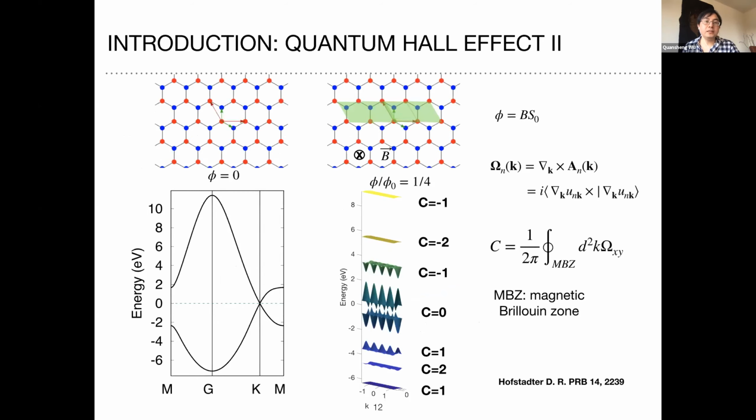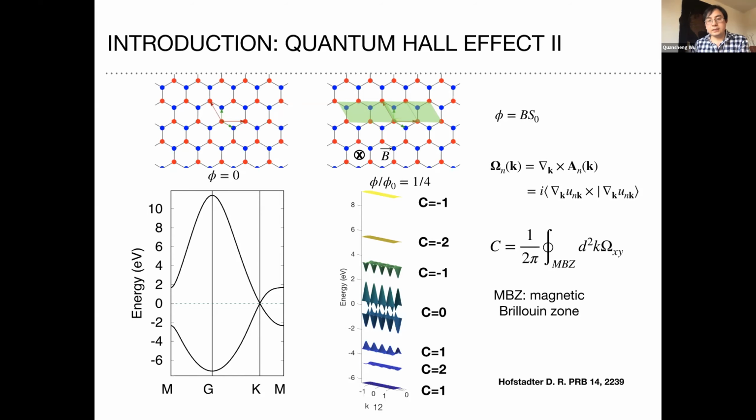So let's go back to the quantum Hall effect again. First, here we look at a honeycomb lattice. This is the graph for graphene, and in the spectrum we have a Dirac cone here, and then we can add the magnetic field. After we add the magnetic field, we will have the Landau levels, right?